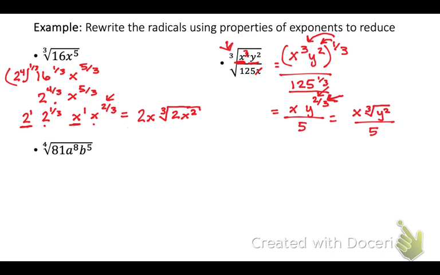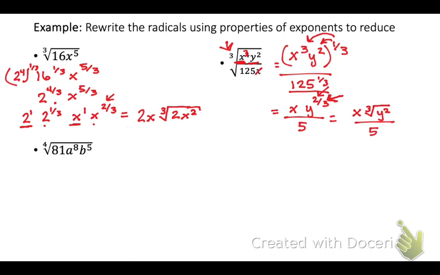Okay, so now what's the next one? We have the fourth root of 81, a to the 8th, b to the 5th. So we just plug it all in. Do you want to break down 81 real quick? 81 is 9 times 9, yes? So it's 3 to the 4th.